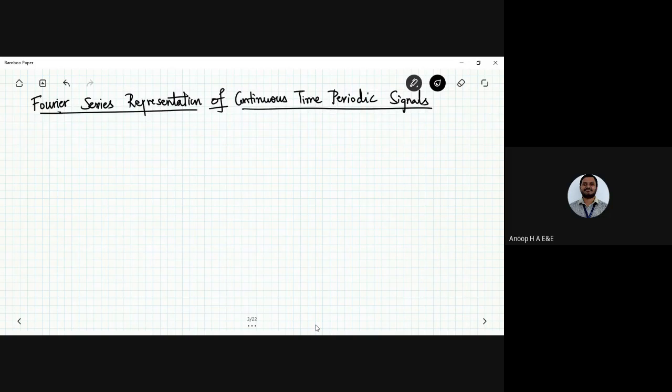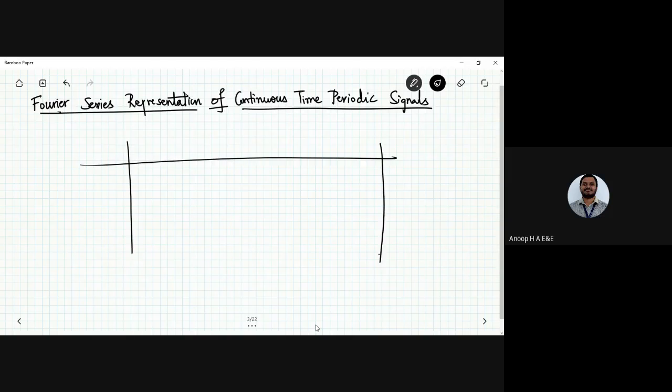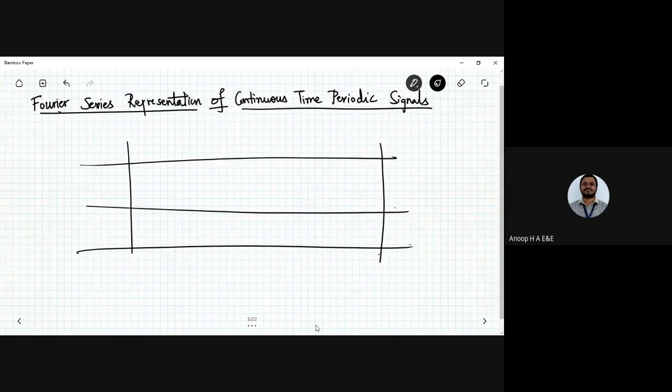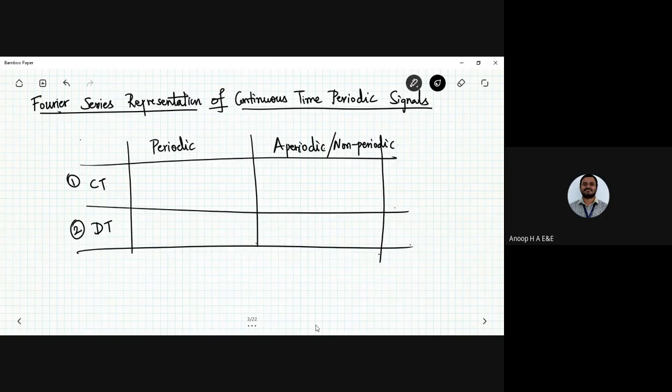Before coming to the major Fourier series representation of the continuous time signal, I'm going to draw one simple table here, so it would be quite easy for you to understand. You will have the periodic nature first, and this one is the aperiodic or non-periodic nature. Then the first row is CT, which is continuous time, and the second one is discrete time.